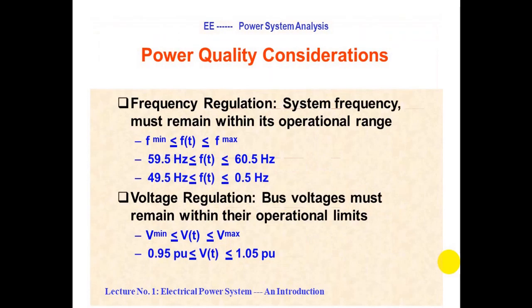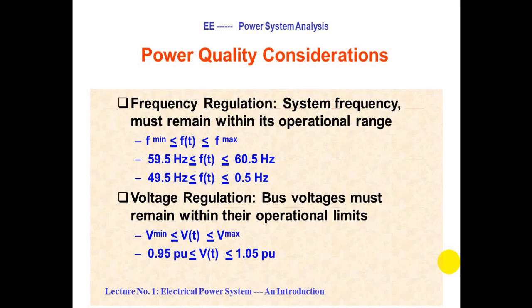Then power quality consideration. When we talk about power quality, we talk about frequency regulation and voltage regulation. What we require in terms of frequency regulation is that the system frequency must remain within its operational range, and the operational range is 50 to 60 hertz. So if we have a 60 hertz standard, then the frequency should remain within 59.5 to 60.5 hertz, or 49.5 to 50.5 hertz if 50 is the standard.